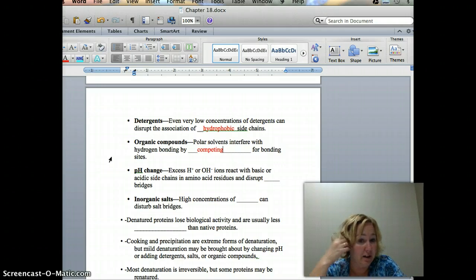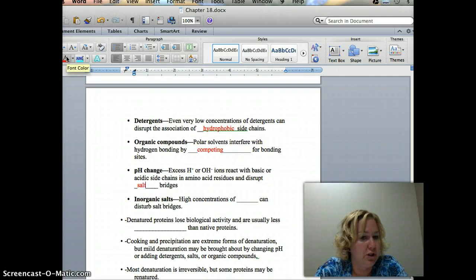pH, this is another way. The excess OH or H ions are going to react with those side chains. Remember the zwitterion, it's a positive and a negative. That's a lot of the interaction that's happening. If you start messing with that by messing up the pH, all of a sudden you're going to have a bunch of negatives or a bunch of positives or a bunch of hydrogen ions running around. It's going to mess with everything, and that is going to mess with primarily the salt bridges. Those salt bridges.